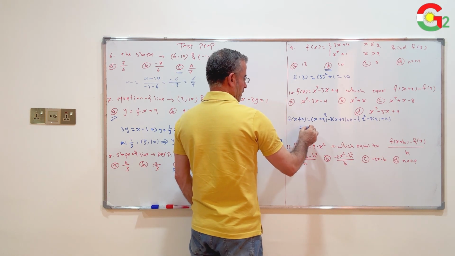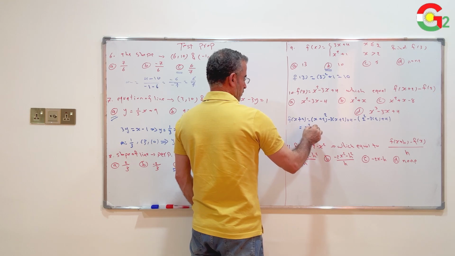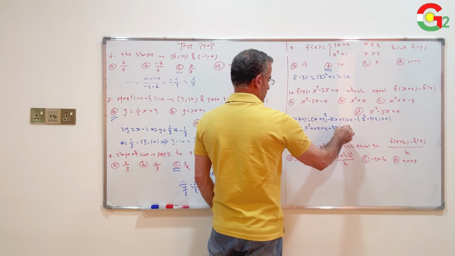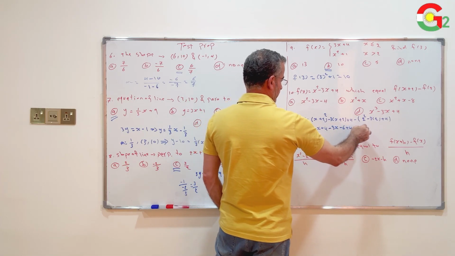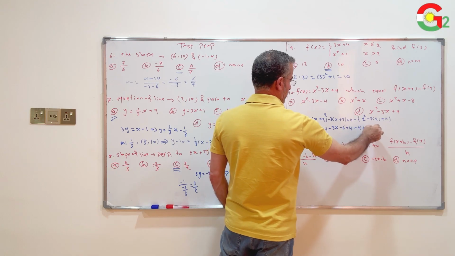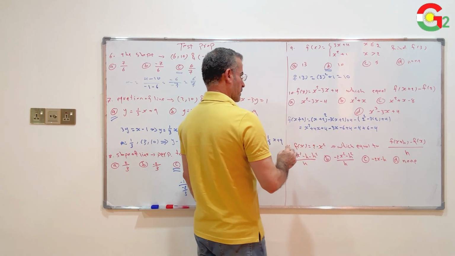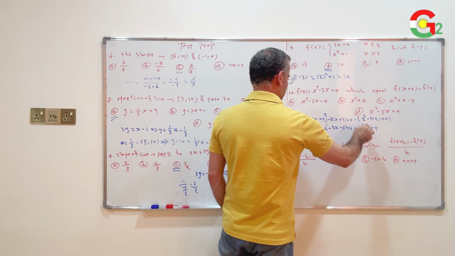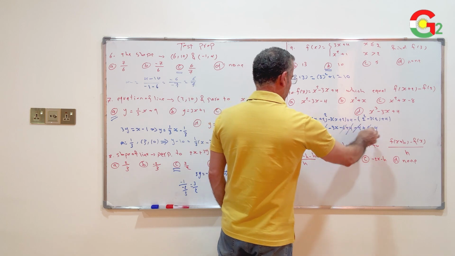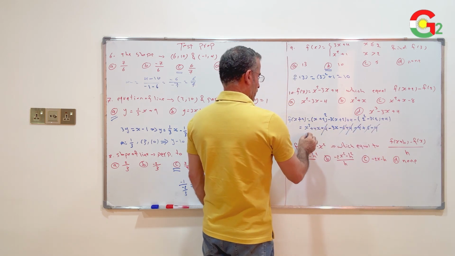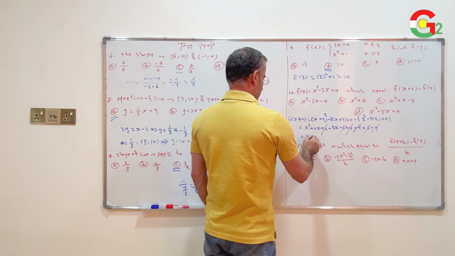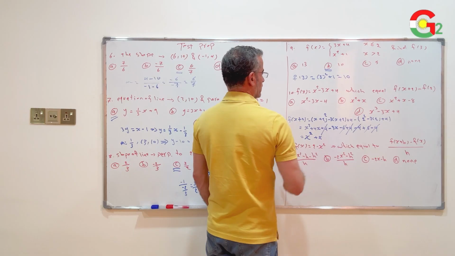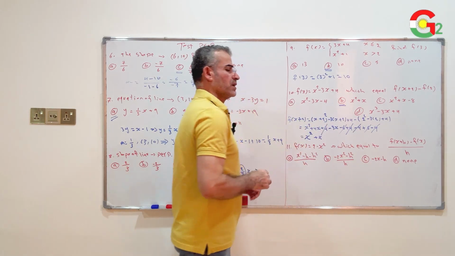Simplify this expression. x power 2 plus 4x plus 4 minus 3x minus 6 plus 4 minus 4 plus 6 minus 4. Then negative 6 with plus 6, 4 with negative 4, 4 with negative 4. Then the final result is x power 2 plus x. x power 2 plus x is choice B.